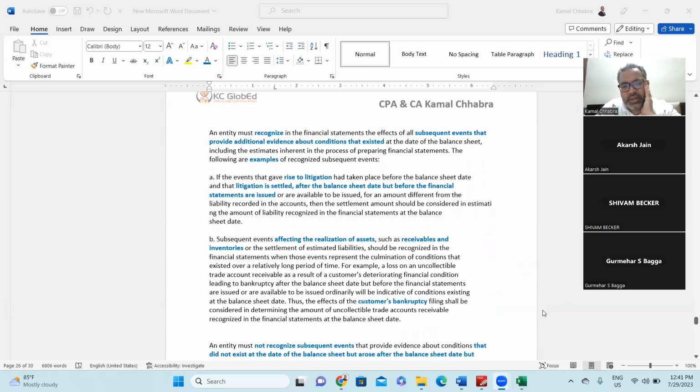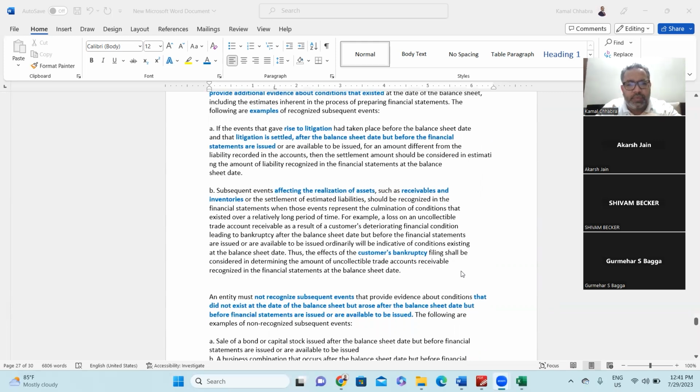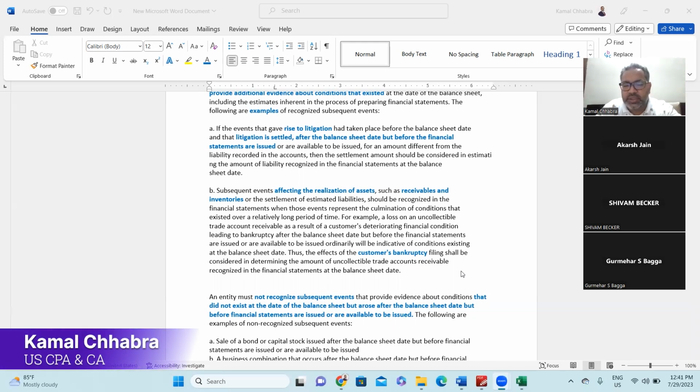An entity must recognize in the financial statement the effect of a subsequent event that provides additional evidence about the condition that exists at the date of the balance sheet, including estimates inherent in the process of preparation of the financial statement. There are a few examples of the subsequent event. First one is, if the event that gives rise to any litigation had taken place before the balance sheet date and the litigation is settled after the balance sheet date, but before the financial statement is issued.